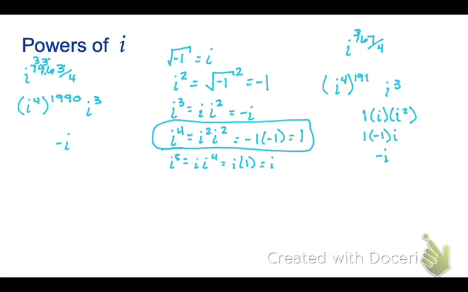Yep. Okay, so we're always going to divide by what? 4. And again, why are we dividing by 4? Because i to the 4th is what? Always 1. Okay.